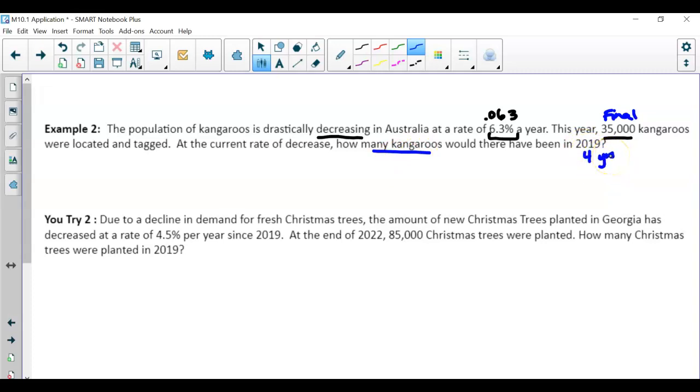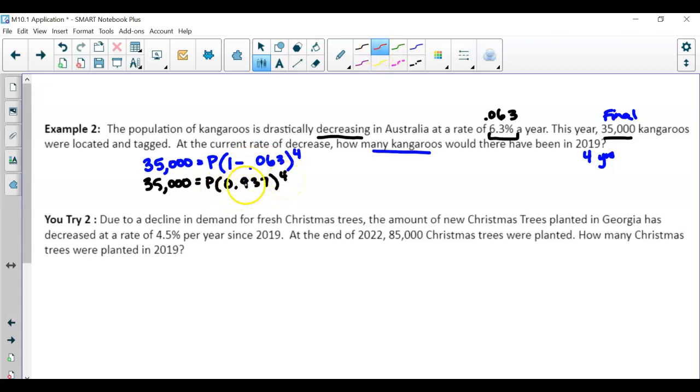So as we set this one up, we're given the final, which is 35,000. Now that's equal to, we don't know what the initial is, so I'll put P or principal for our initial. Then times 1 minus, because we're decreasing, our rate of 0.063 raised to the 4th power because we're going back 4 years ago in 2019. So now simplifying, I've got 35,000 is equal to P times, subtracting from 1, we have 0.937 raised to the 4th power.